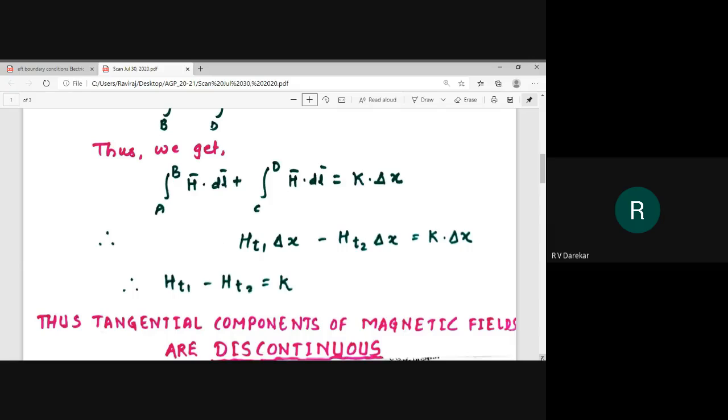If suppose the current flowing over the surface or through the loop is equal to 0, only in that case can we say that ht1 will be equal to ht2. It will be a specific case, but in general we can say that tangential components of magnetic fields are discontinuous. Now you may have a little confusion, since in case of electric field tangential components were continuous. Here we have to remember that in case of magnetic field tangential components are discontinuous. Okay, it is exactly opposite to the electric field.